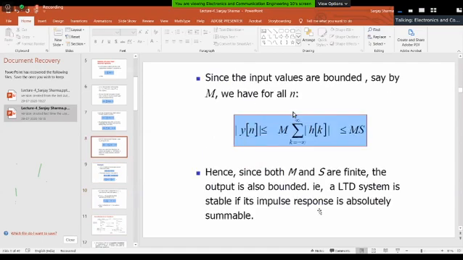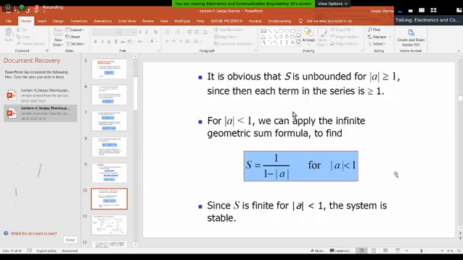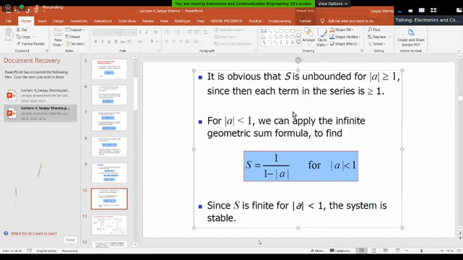So for proving that a system is a stable system, we have to take an input which is a bounded input, and we must be able to prove that the output is also bounded. Then only we can say that the system is stable. All right.